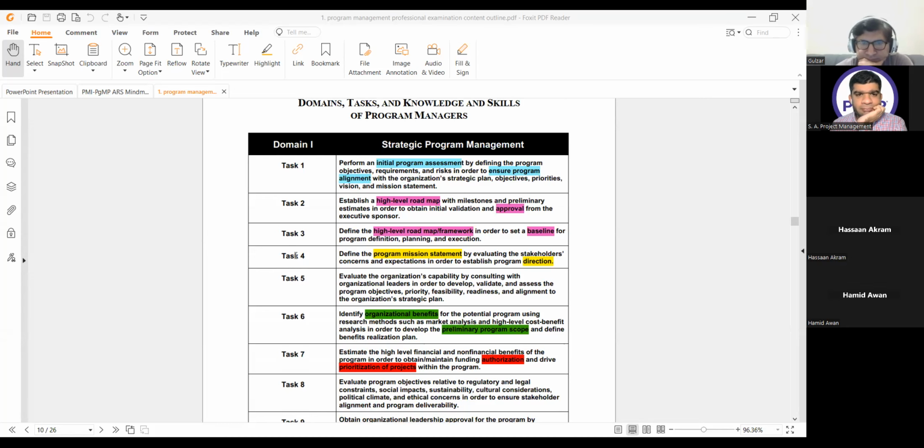Task 4: define the program mission statement by evaluating the stakeholders' concerns and expectations in order to establish program direction. So in the question, I was asking what should be done to define or establish the program direction, right? So the answer could be that we have to define the program mission statement, and we make the program mission statement by evaluating the stakeholders' concerns and expectations. So evaluating, interviewing, or asking the stakeholders is the same thing. So now come to the question.